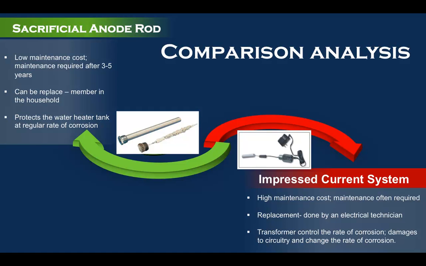The impressed current system has a high maintenance cost. Maintenance is often required on a regular basis. Replacement is usually done by an electrical engineer, but if the circuitry is damaged, a new water heater needs to be bought. Transformers are used in the impressed current system to control the rate of corrosion. Damage to the circuitry can also change the rate of corrosion.